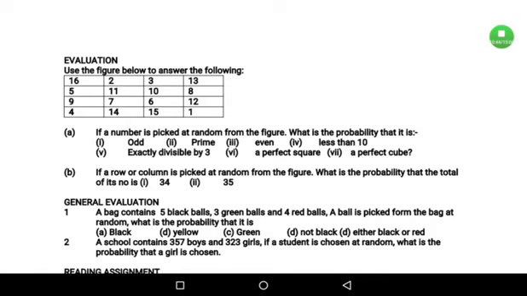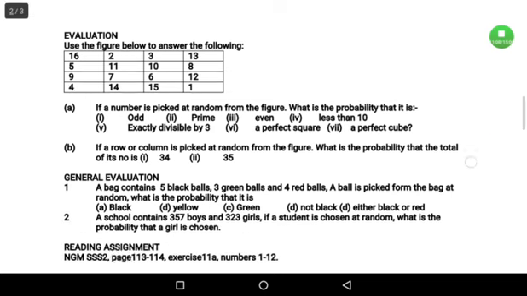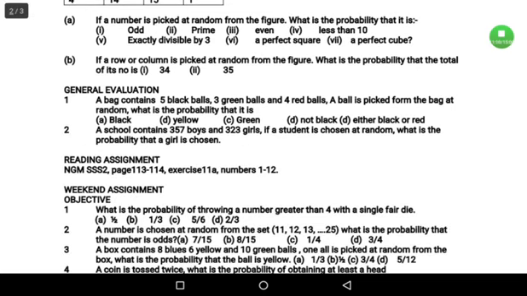Alright, for B, if a row or column is picked at random from the figure, what is the probability that the total of its numbers is 34? If you add the column and the row, you will get 34 for each column and each row. So it means that the probability is what? Probability of assurance. Now for 35, you can never add and get 35, so you should know the probability. That's simple. Okay, let's look at general evaluation.